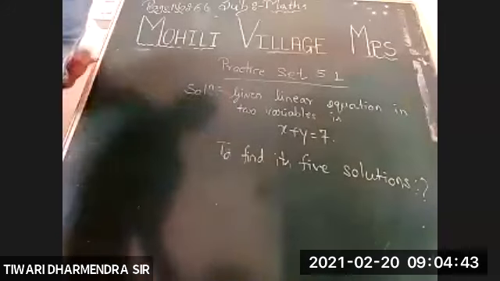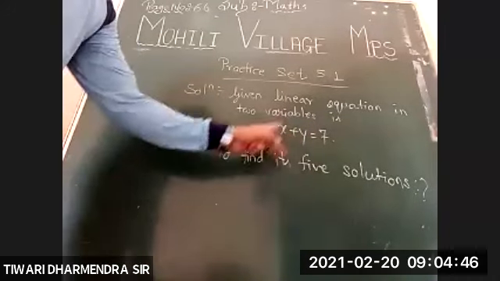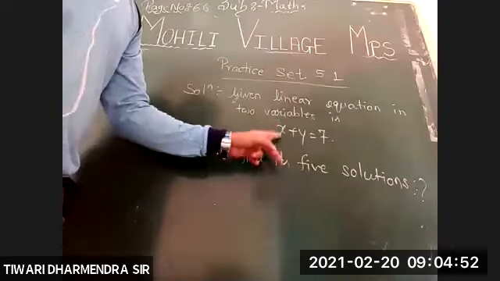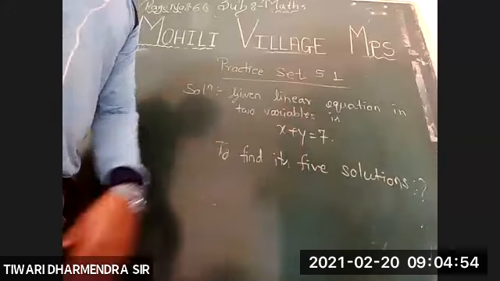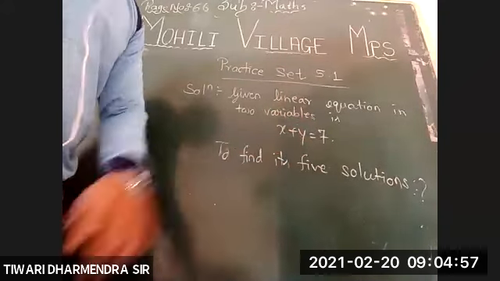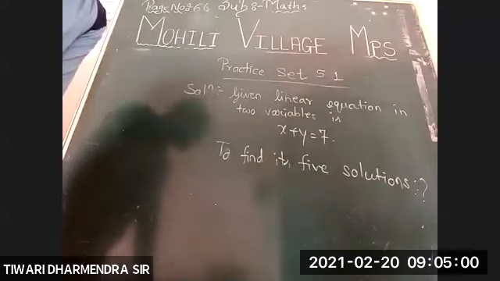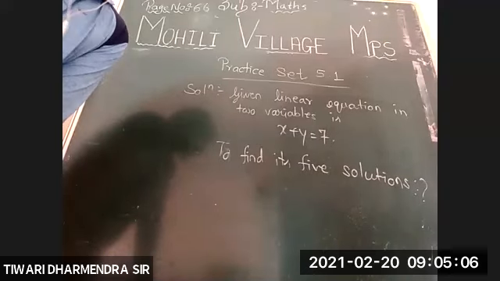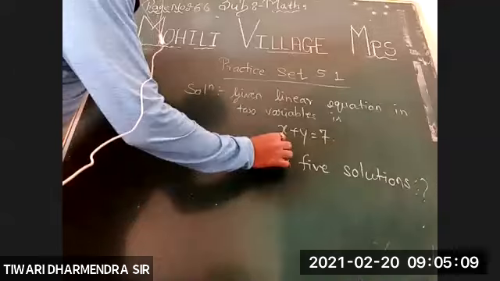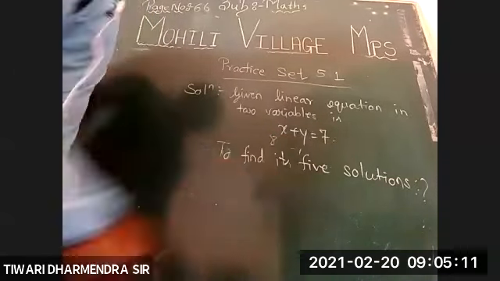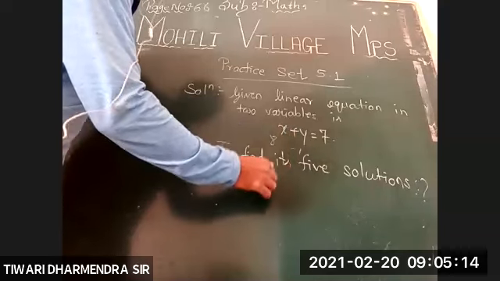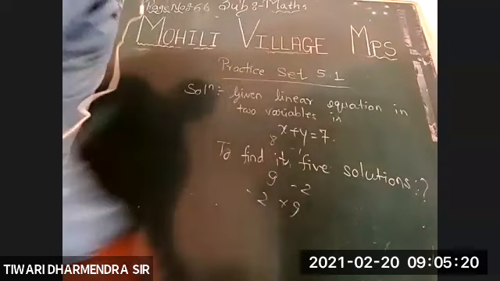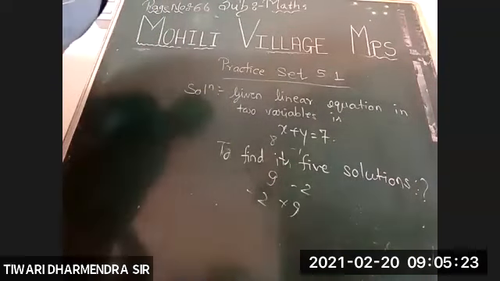we have many solutions. First, 0, 7 will satisfy, 7, 0 will satisfy, 1, 6 will satisfy, 6, 1 will satisfy, 5, 2 will satisfy, 2, 5 will satisfy, 4, 3 will satisfy, 3, 4 will satisfy, and many other solutions. Even you can take negative values as well. It's not like we always have to take positive values. You can take 8, minus 1. 8 minus 1 is 7. Yes, correct. After that, you can take 9, minus 2. You can take minus 2, 9.